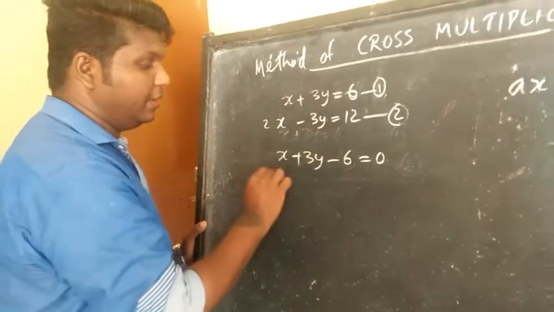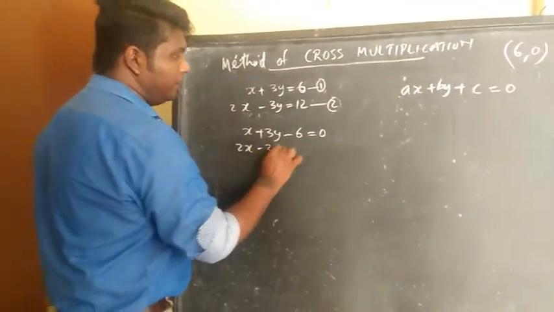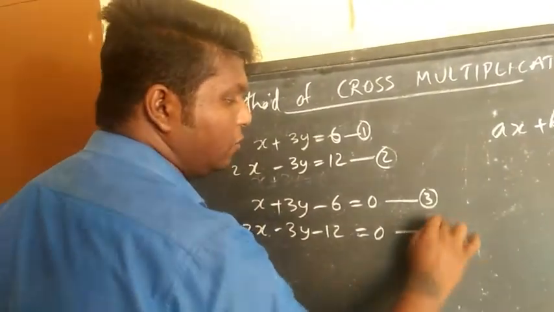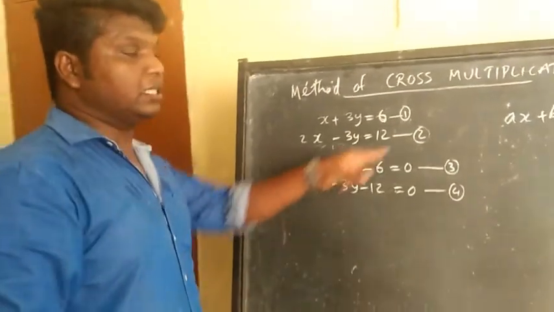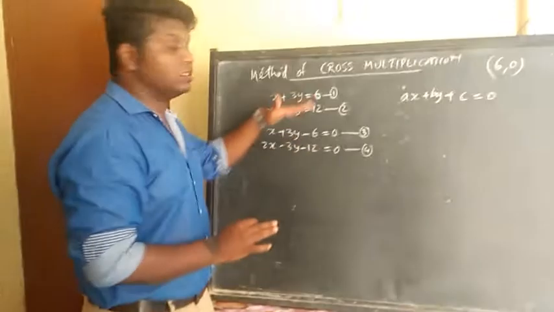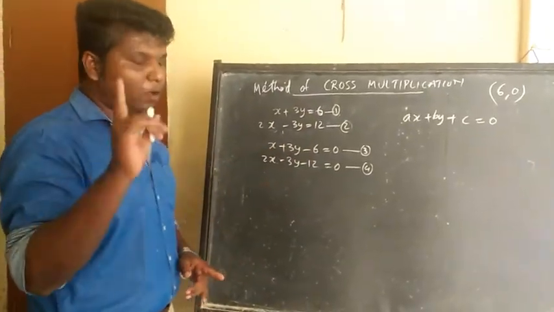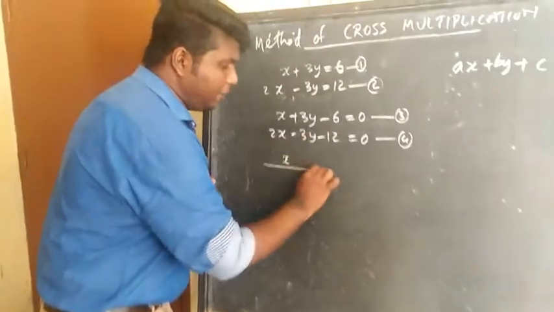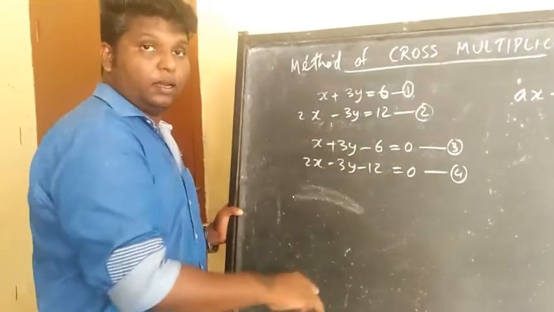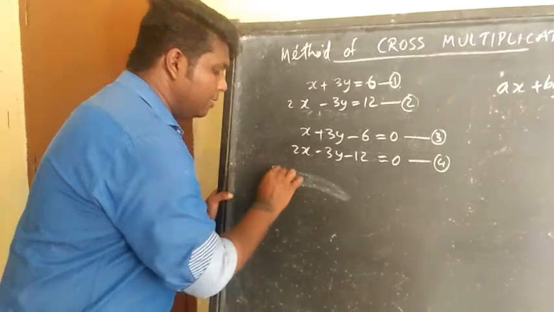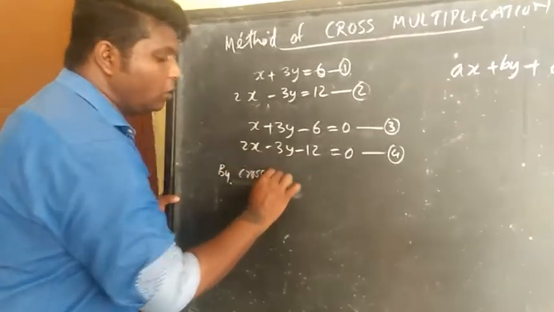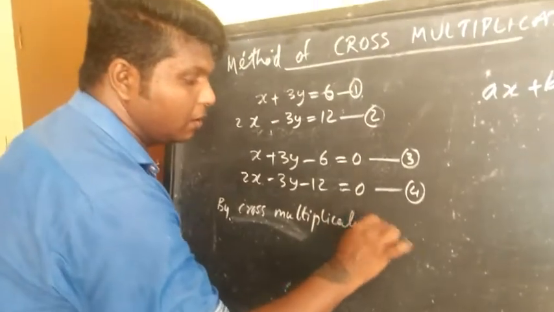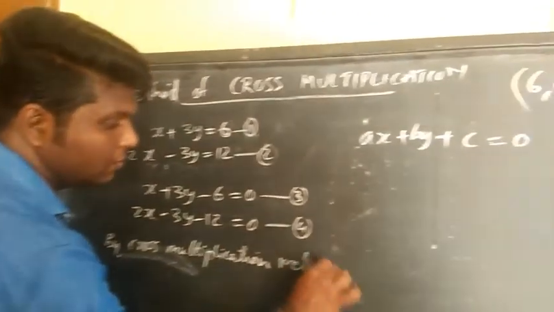इधर का plus 6 इस तरह ले आएगा तो minus 6 हो जाएगा. वैसा ही 2x minus 3y minus 12 is equal to 0. Equation number 3 and equation number 4. You got new two equations in the standard form. You have brought the equation to standard form. Now comes the thing. It's very important. Listen here. x divided by, after writing this one, you have to write like this: by cross multiplication method.